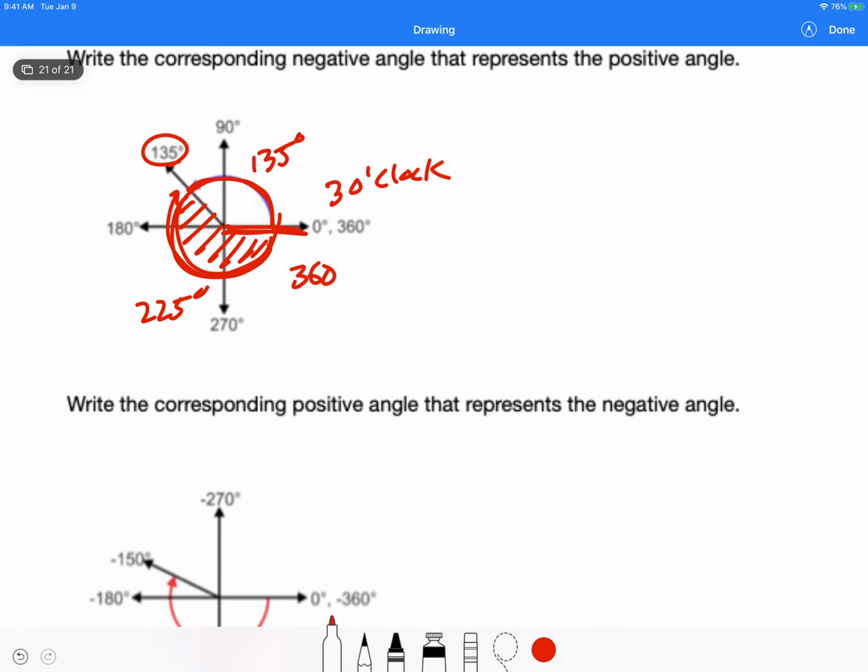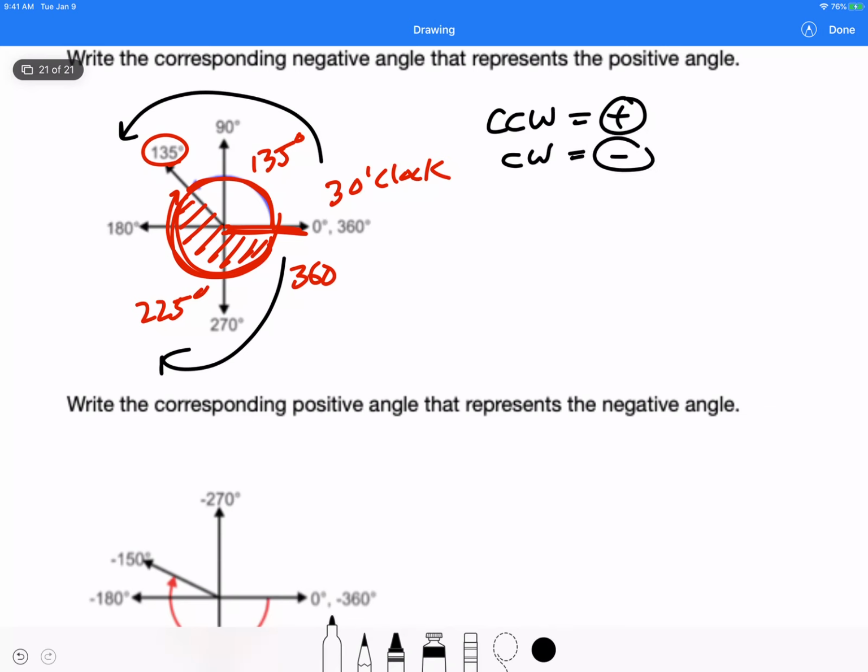But since we're moving in the clockwise direction as opposed to the counterclockwise direction, the counterclockwise direction always has a positive angle. Clockwise has a negative angle. So the equivalent angle of this should be negative 225 degrees. That's the negative angle that represents the same thing as saying positive 135.